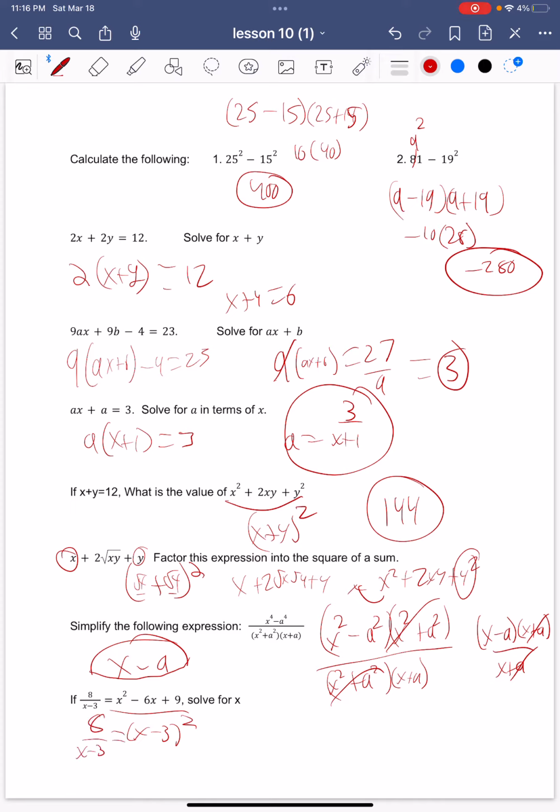So now, let's say you multiply both sides by x minus 3. We get 8 equals x minus 3 cubed, because a number squared times that number is a number cubed. So if we take the cube root of both sides, we know that 2 is equal to x minus 3. So that means x equals 5.